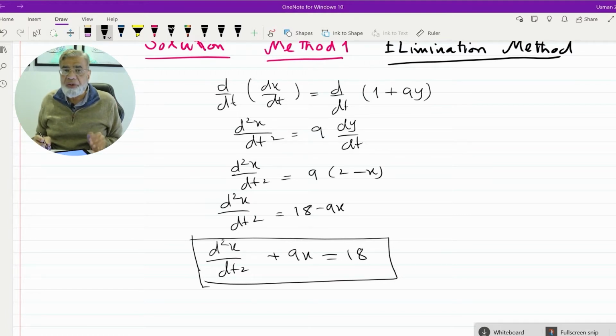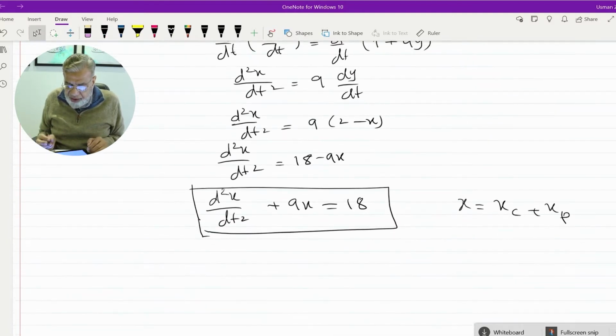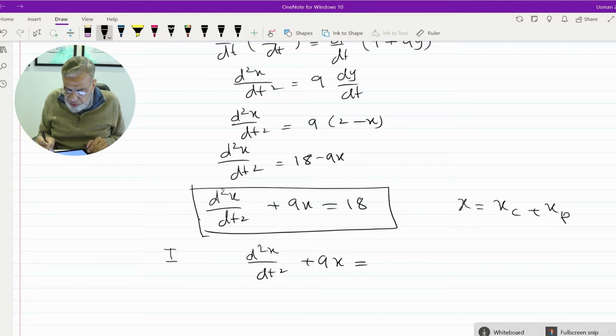In x, the independent variable is t, and it's non-homogeneous. In a non-homogeneous differential equation, we have two parts of the solution: x is equal to xc plus xp. xc is the solution of the homogeneous part of the differential equation, and xp is the particular solution of the non-homogeneous part. First we take the homogeneous part, d2x/dt square + 9x = 0.